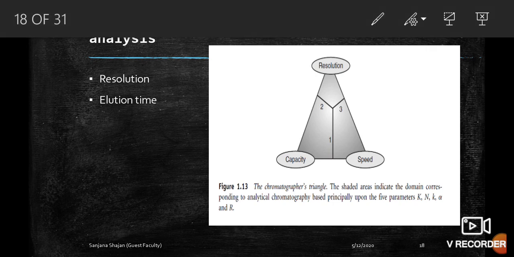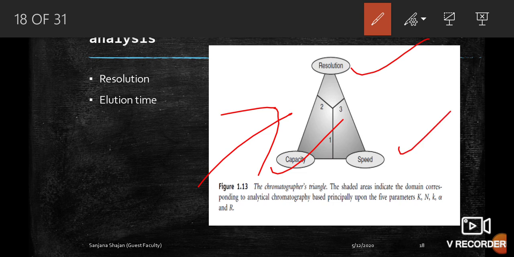So here the diagram that you see is called the chromatographer's triangle, which consists of the three important parameters needed, based on which you get a good result or good optimization, that is resolution, capacity and speed.